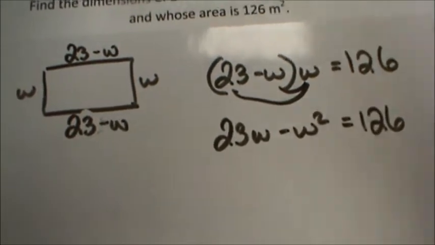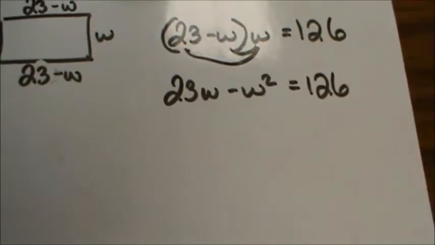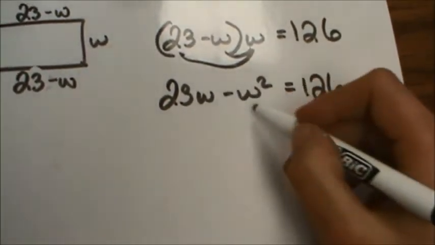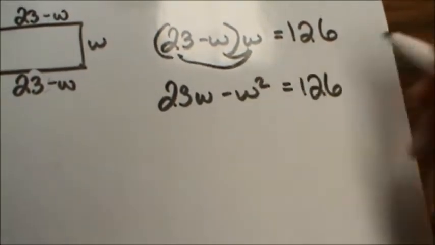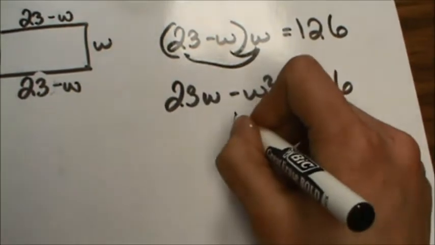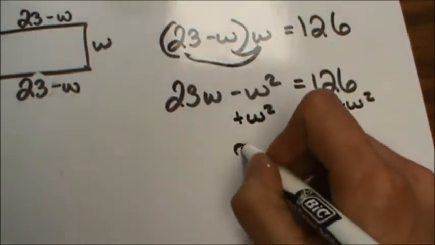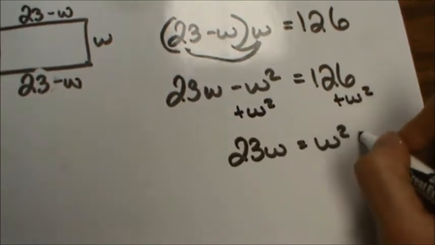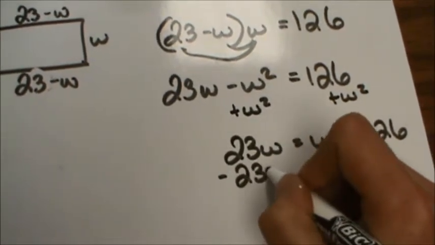And now I want to use a zero product property to solve this. That means making one side of this 0. And I'm actually going to move everything over this way because I want to get a positive coefficient in front of my W squared. So I'm going to add W squared to both sides. So I have 23W equals W squared plus 126, and then subtract 23W.